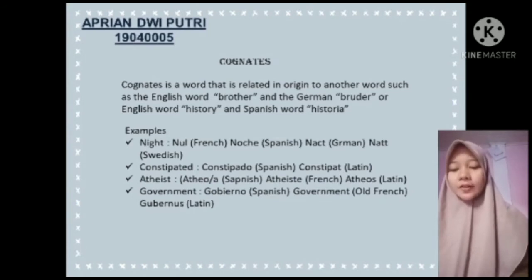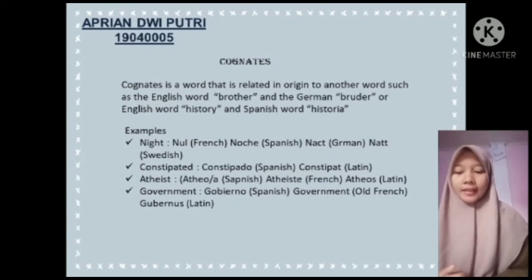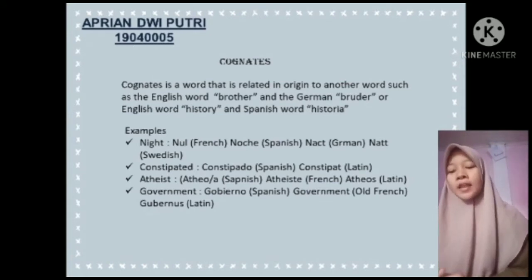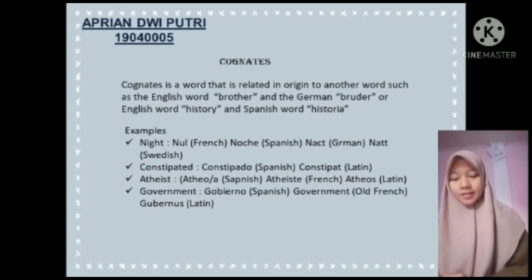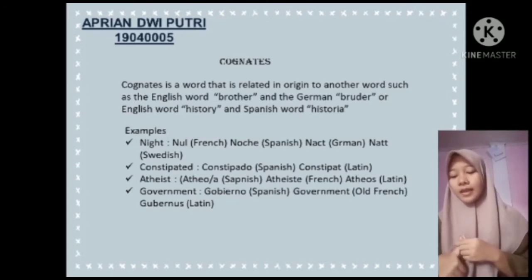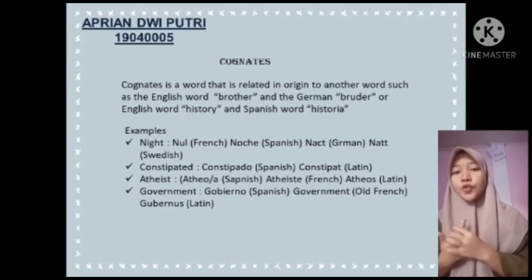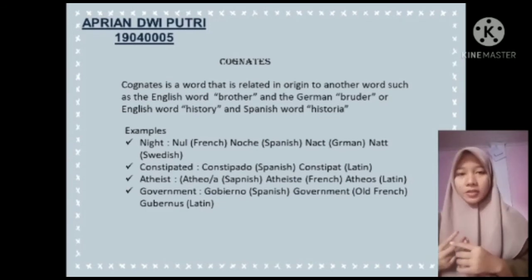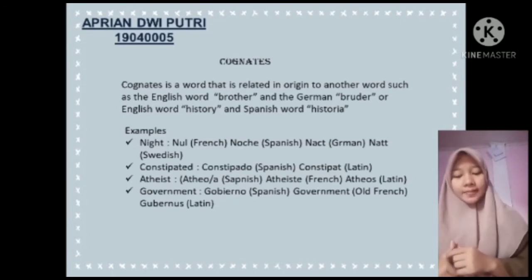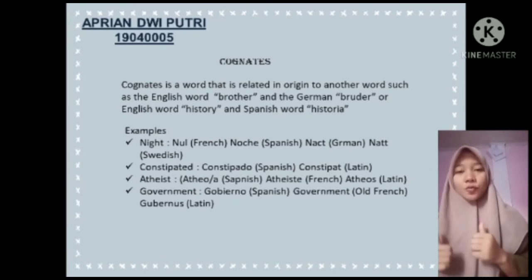Well, the next material is about cognates. A cognate is a word that is related in origin to another word, such as the English word brother and the German Bruder, or the English word history and the Spanish word historia. Examples of cognates include those that share only the stem and not all the affixes, which are semicognates or paronyms. The first example is the word night: nuit in French, noche in Spanish, nacht in German, and nat in Swedish.